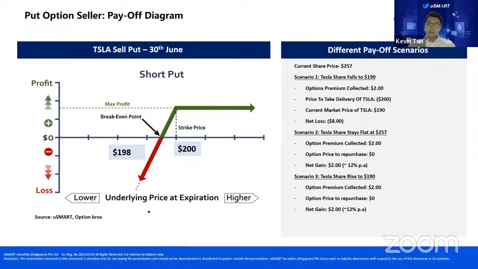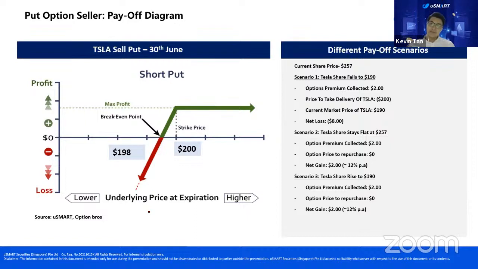Firstly, because you are writing a put option, you actually collected the option premium of $2. But because you take delivery of Tesla shares, you come up with a capital of $200 per share. Given that the current market price of Tesla is $190, you will suffer a net loss of $8 per share.